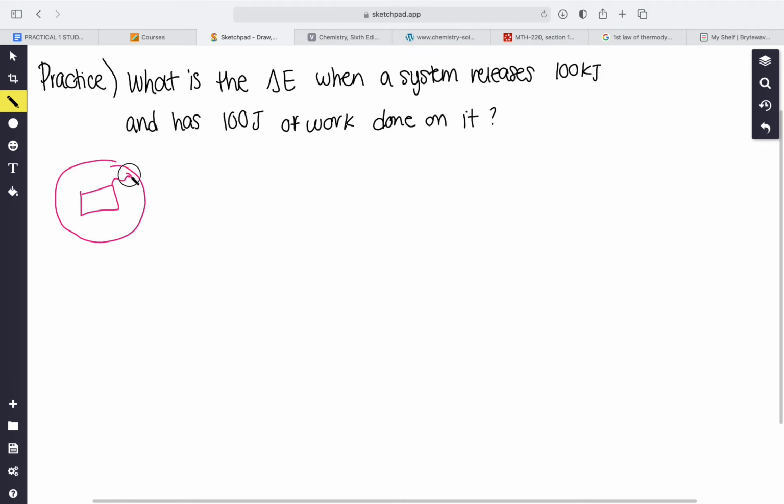So it's going to be like this, and this is Q. And it has 100 joules of work done on it. Oh, well, Q's not going to be positive, I'm sorry. Q's going to be negative. It releases it, therefore it's leaving the system, so it's negative. Again, this is Q. And it has 100 joules of work done on it. Work being done on it is going to be positive W. So Q's going to be negative, W is going to be positive, but we also have to do a little bit of dimensional analysis, a conversion.